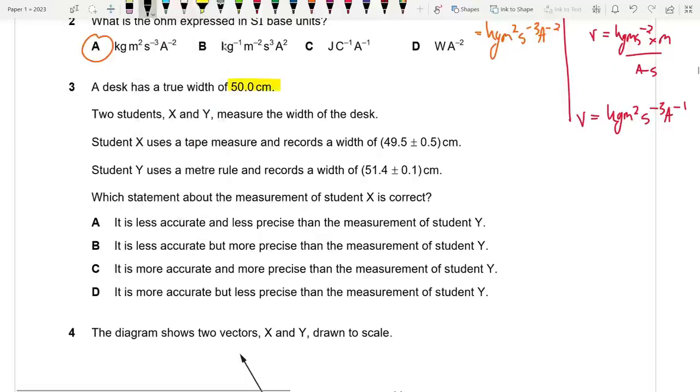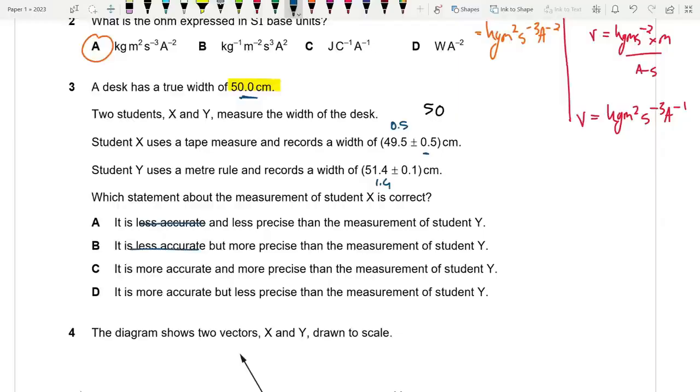Okay. So student X uses a tape measure and records a width of 49.5. So if you compare the distance from 50, what's the gap? 0.5 is the gap, and here it's 1.4. So student X is more accurate actually, because his or her answer is closer to the true value, which is 50. So it is more accurate, not less accurate, clearly.